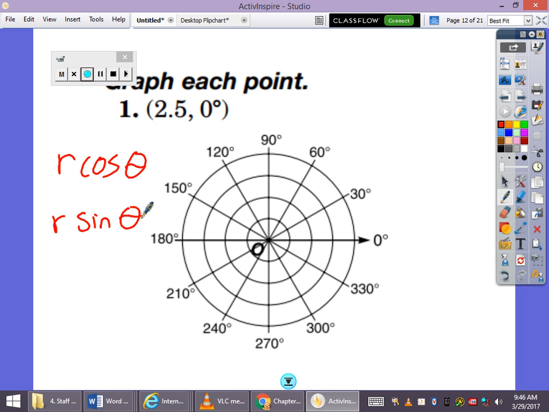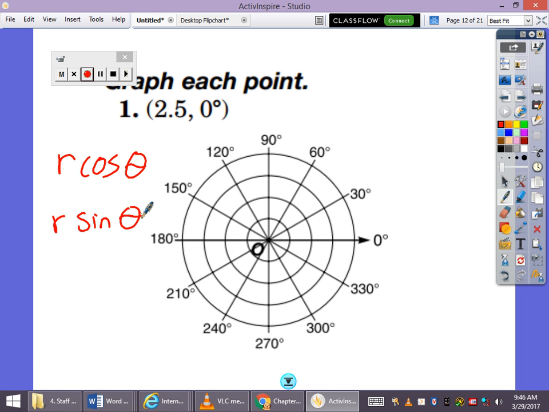Each ring stands for what? Think back to geometry. Each ring stands for a radius, so radii, right? So each one is a radius, okay?